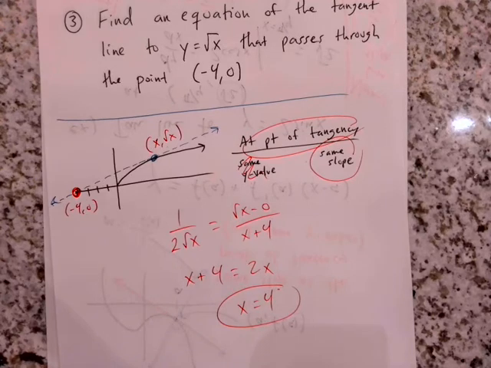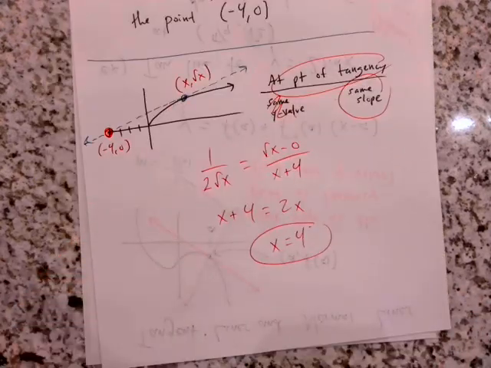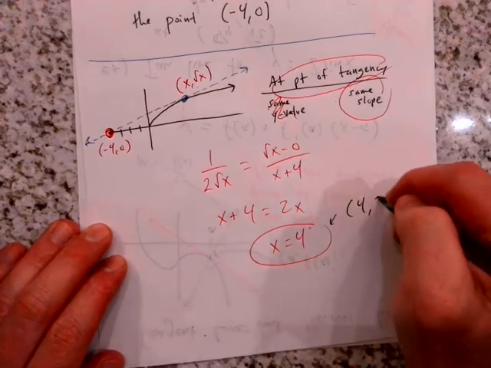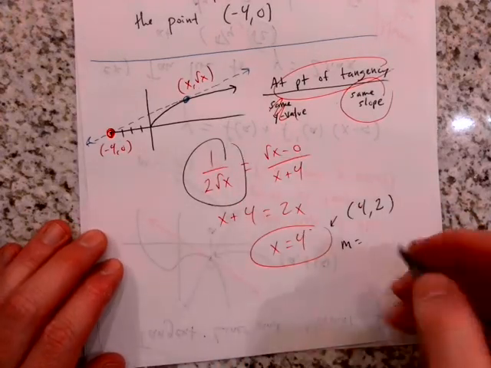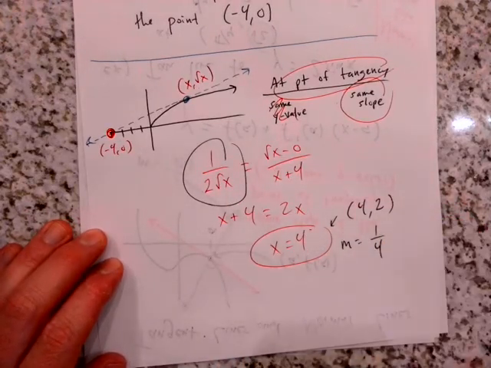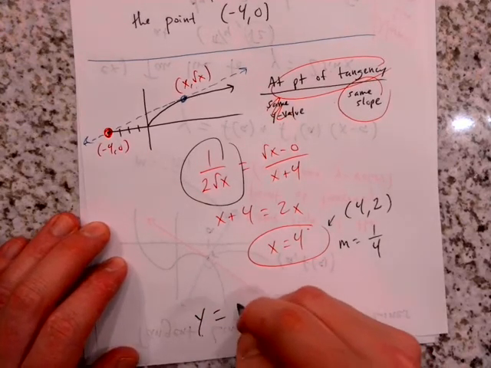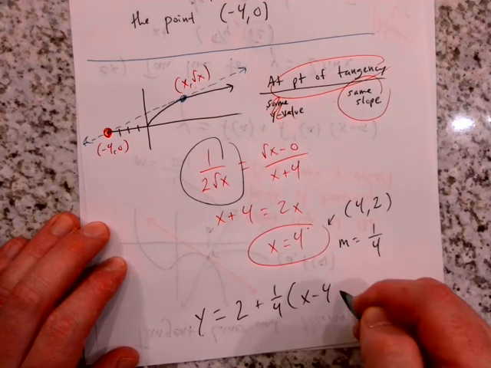x is 4. And now to find the equation of the tangent line, which is what the question wants, we just first off find the point. The point is (4, root 4). And we find the slope, which is 1 over 2 root x, 1 over 2 root 4. And we put it all into an equation. y equals the y value plus the slope times x minus the x value.